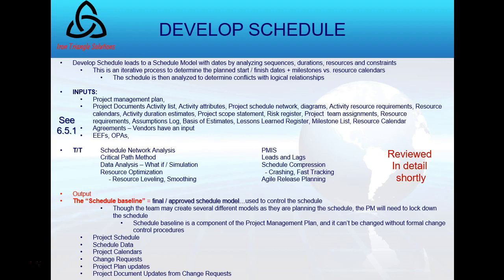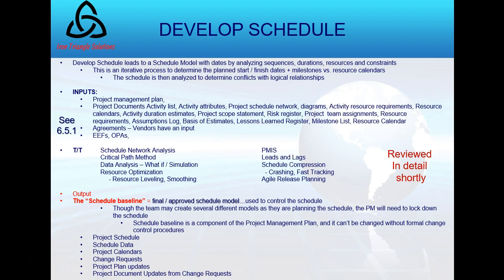And my output. Bam! Now I have my second of two baselines. The process called create WBS gave me my scope baseline. Now the process of develop schedule gives me my schedule baseline. This is the final approved schedule model. I have my baseline and my project schedule, the data that comes with it.